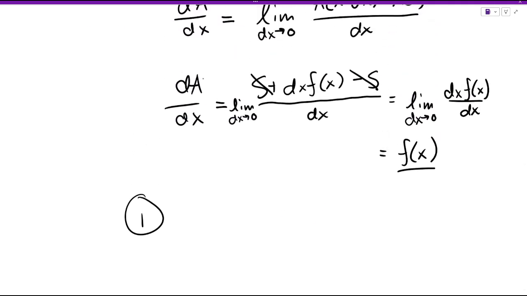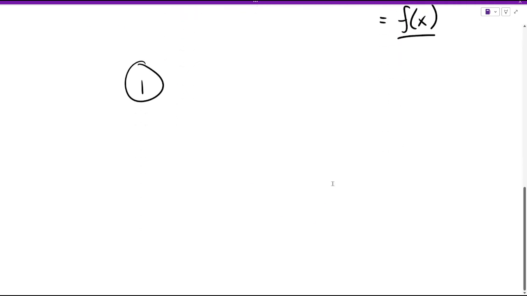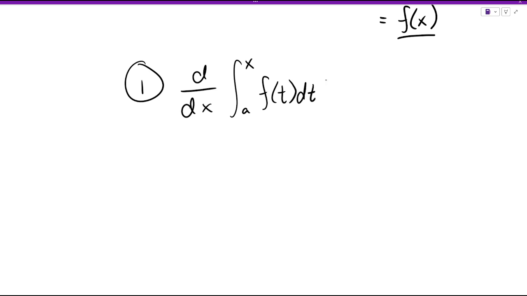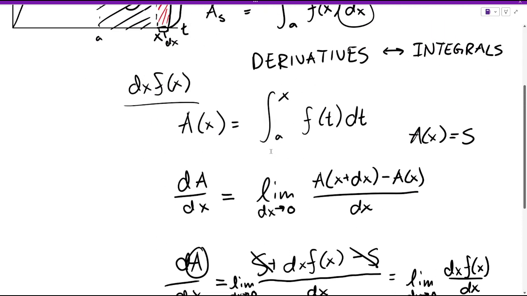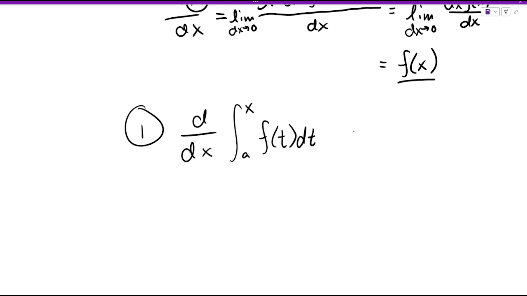We took the derivative of the area function. So the derivative with respect to x of the integral from a to x of f of t dt, right? Because this is what we define the area function as, is equal to f of x. So in other words, if you have a function and you take the integral and then you take the derivative, it just gives you the original function. This is basically just saying that the derivative and the integral are inverse operations.